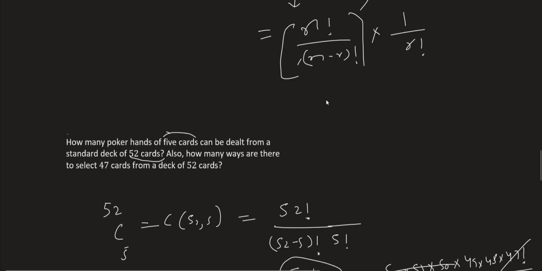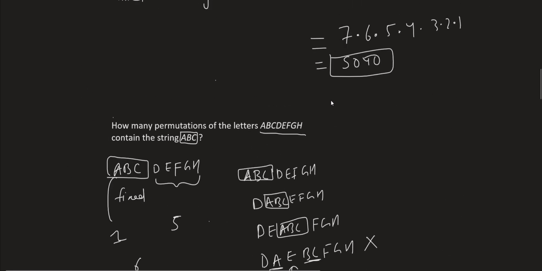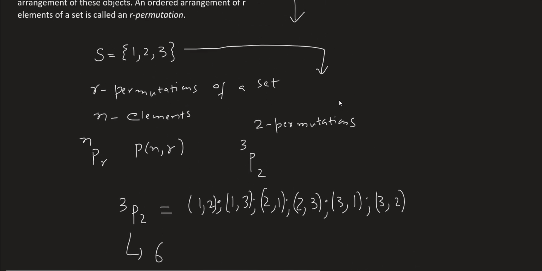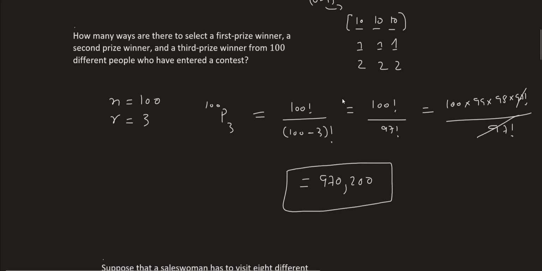Now, if we recall the problem that we discussed earlier, while we were discussing the problem of combination and permutation, and permutation in particular, we were trying to find out how many ways there are to select a first prize winner, a second prize winner, and a third prize winner from 100 different people who have entered a contest.